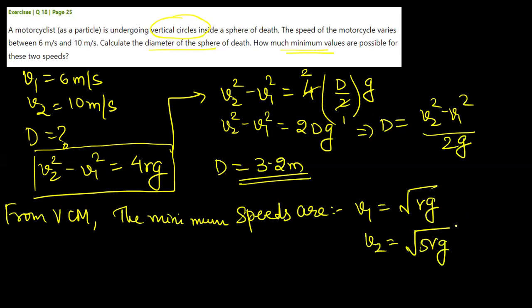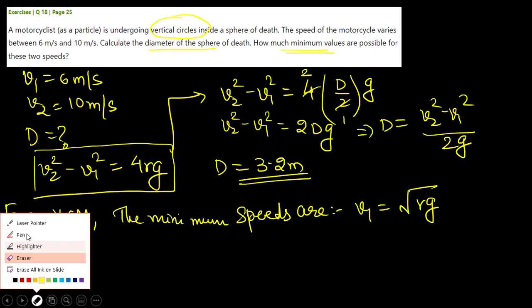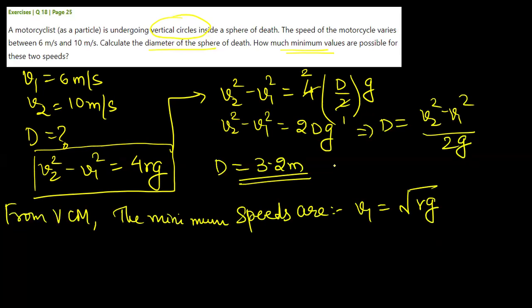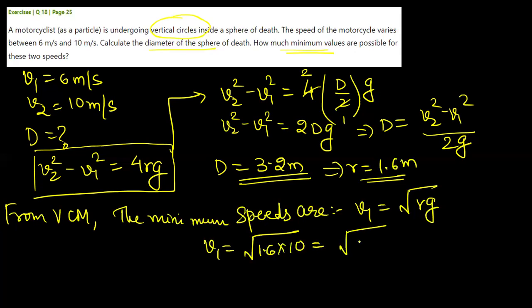ठीक है. So पहले v1 निकालेंगे. So let us first find the v1. So to find the v1, you will have to find radius, because r चाहिए ना. So again r, it is simple, since you know the diameter you can find. So यहाँ से I can say r will be equal to 1.6. Diameter 3.2, r 1.6. So v1 will be equal to root 1.6 into 10, root 16 is 4 meter per second. So the minimum speed possible is 4.